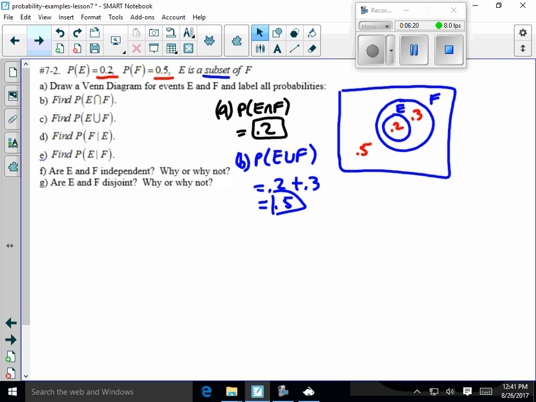Okay, and then the conditional probabilities. So the first one here, let's see, D says to find the conditional probability, the probability of F given that E happened. Okay, so I'm going to use the idea that the denominator of the fraction is determined by the condition. So the condition is E, and that means I'm going to put some either counts or probabilities that represent all the ways to be in E. So E would be the 20% that's inside the E circle. So that would be 0.2.